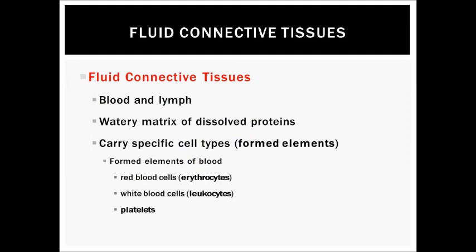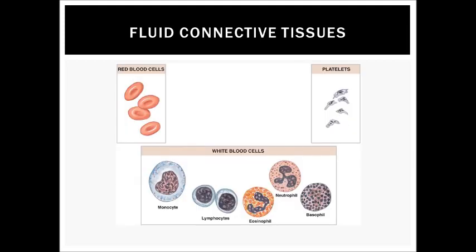Alright, after you have learned the connective tissue proper, next is the fluid connective tissue. Blood and lymph are under this category. Fluid tissues carry specific cell types, such as red blood cells, white blood cells, and platelets. Here are the images of the blood cells.